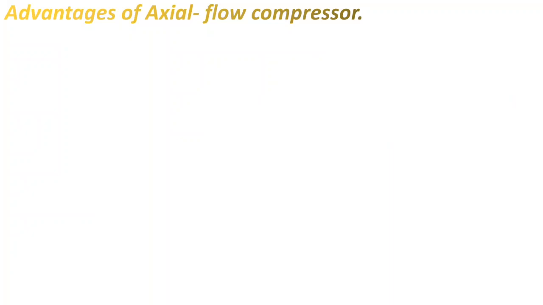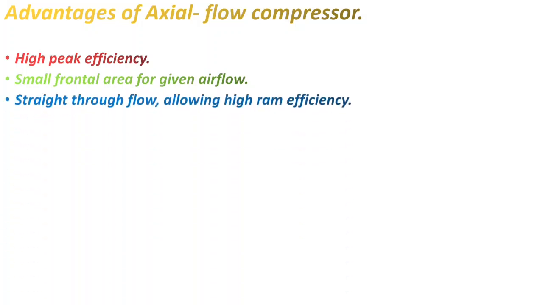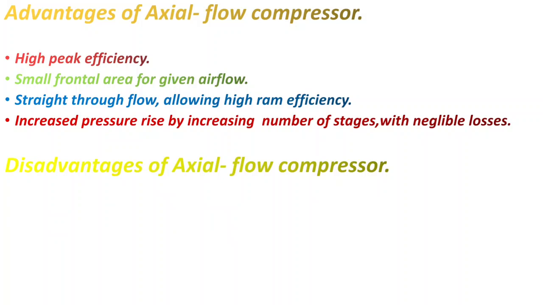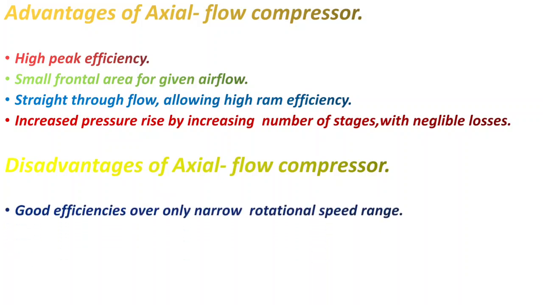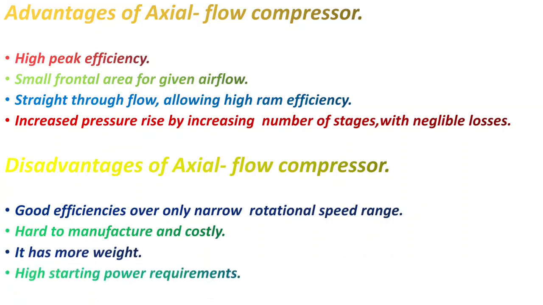Advantages of axial flow compressor: high peak efficiency, small frontal area for given airflow so that it produces less drag, straight through flow allowing high ram efficiency, increased pressure rise by increasing number of stages with negligible losses. Disadvantages of axial flow compressor: good efficiencies over only a narrow rotational speed range, hard to manufacture and costly, more weight, high starting power requirements.